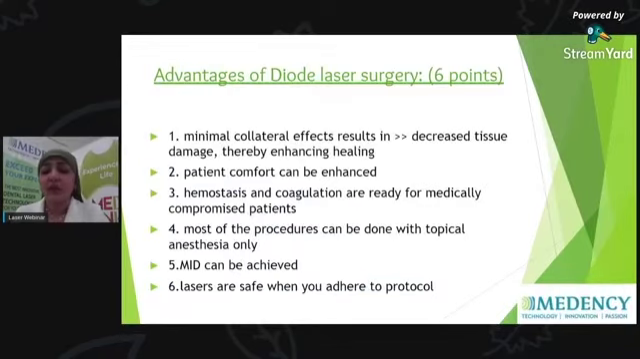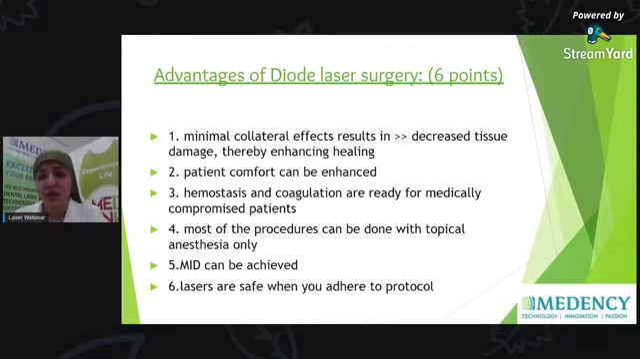So the main question you ask yourself is why should I get diode laser in my dental clinic for surgeries, for example? The main advantage of using diode laser during a surgery is the minimal collateral effects, resulting in decreased tissue damage, thereby enhancing healing. Yes, the most important thing we face as dentists in our dental practice is the healing after the procedure.